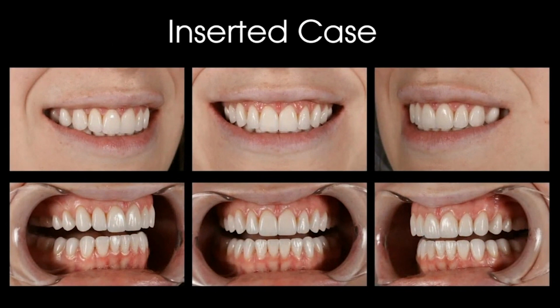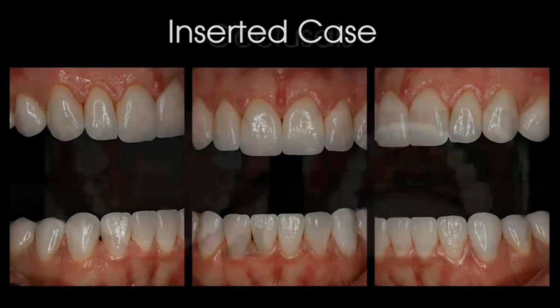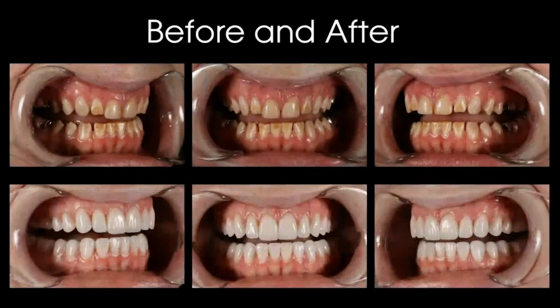So that's her smile. That's the teeth close up, and you can see the gingival response is really good. The fit is good. The blend is good. And the occlusals look like this, upper and lower. And before and after looks like that. So quite a change in terms of gum position and length of teeth.